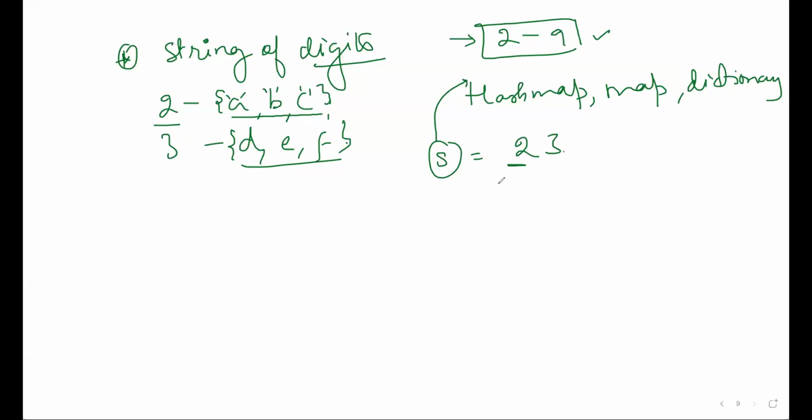Now for 2, what options I have? I have three options. Either I can have A, or I can have B, or I can have C. We need to maintain one temporary string which will store the corresponding combination of letters till now. So initially that will be empty. Next, if I choose A, A will be added to this. So my string will look like this. It contains only A. If I choose B, B will be added.